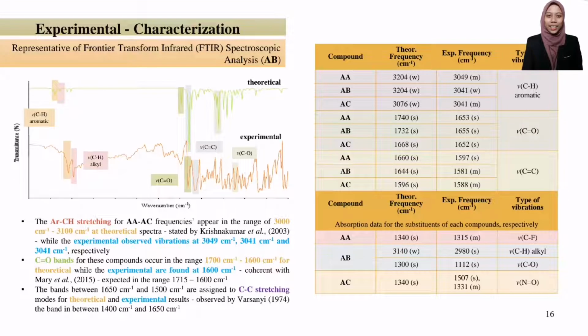Next, for the characterization, first is FTIR of AB as a representative, where several peaks can be seen in the comparison spectrum of theoretical and experimental. The aromatic CH stretching frequency appears in the range of 3100 until 3000 cm-1 in the theoretical spectra, while the experimental vibration is observed in the range 3050 until 3040 cm-1. C=O bands for this compound occur in that range, which might be mostly a result of the resonance effect of the carbonyl group with the phenyl ring and intermolecular hydrogen bonding in the molecule.